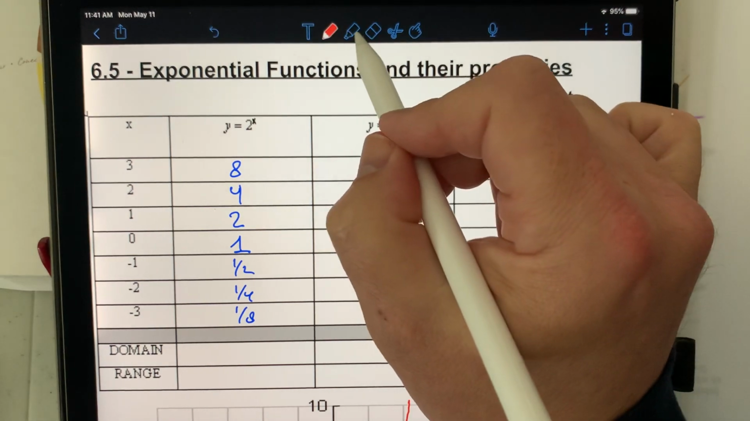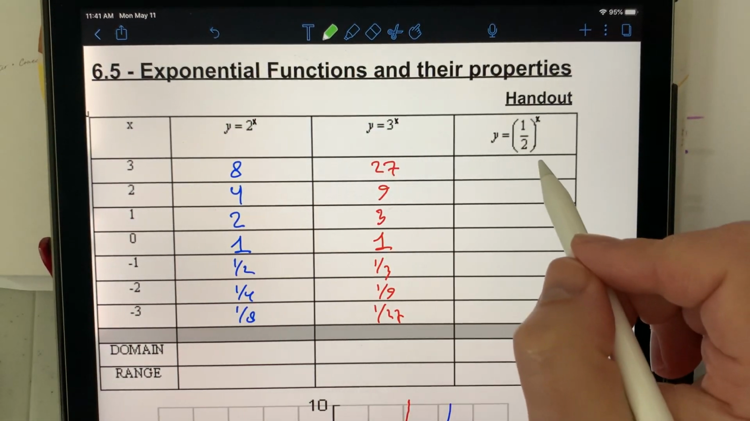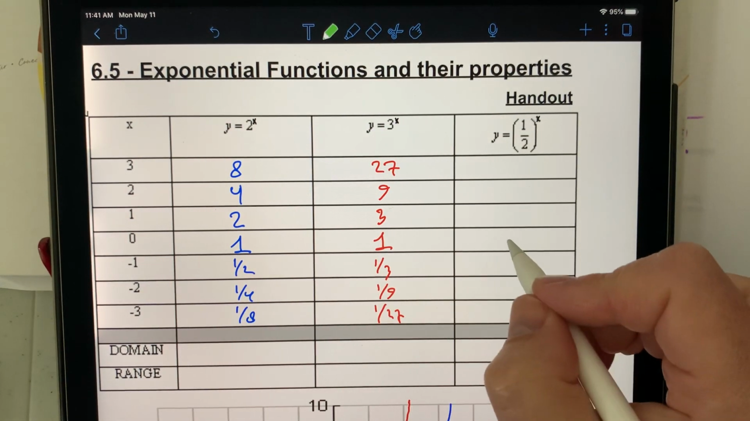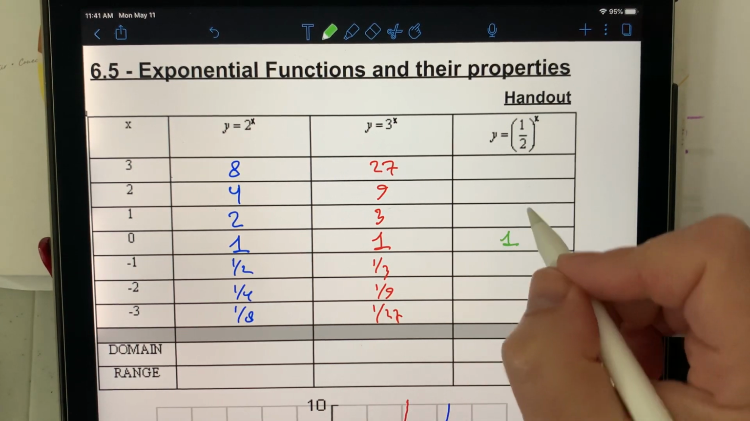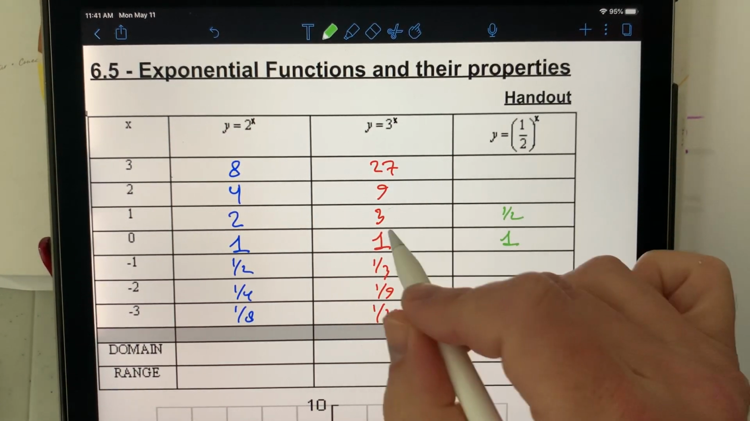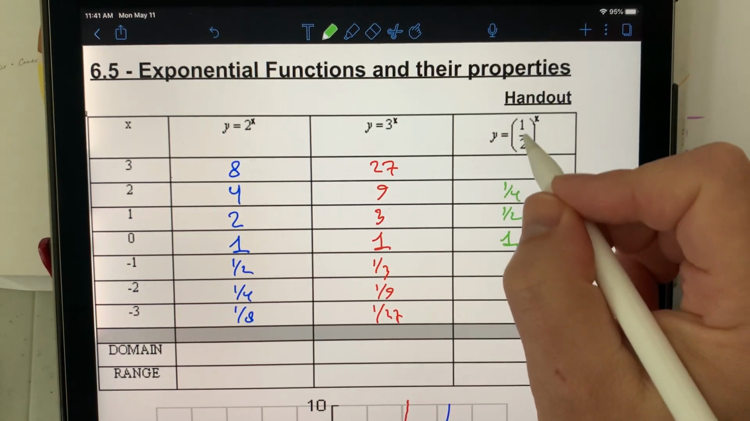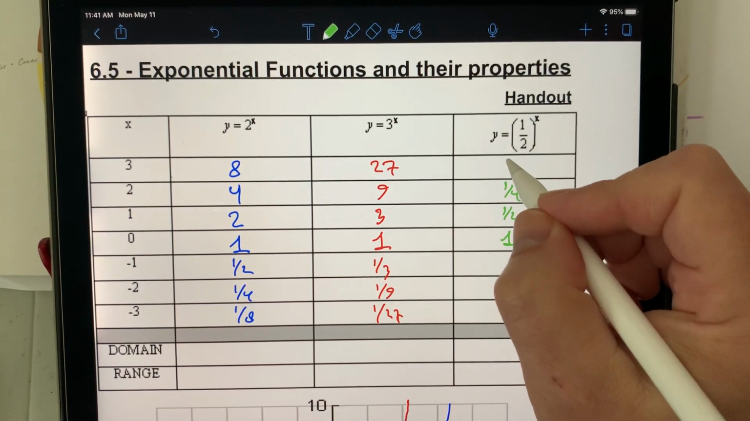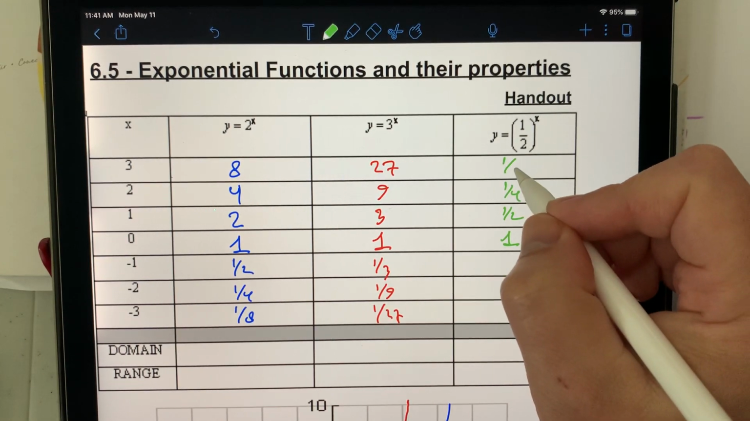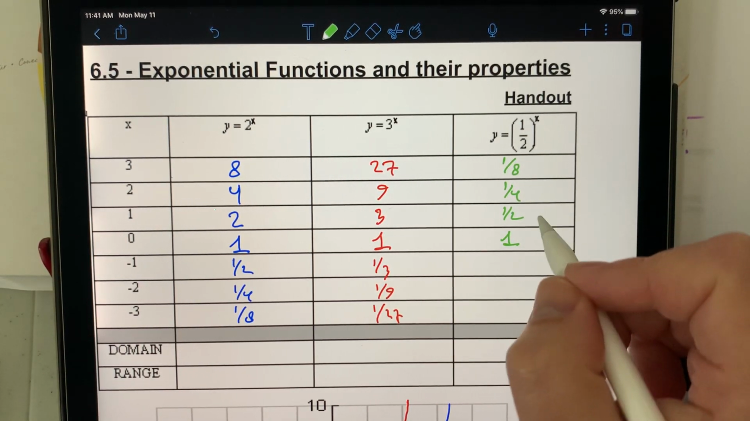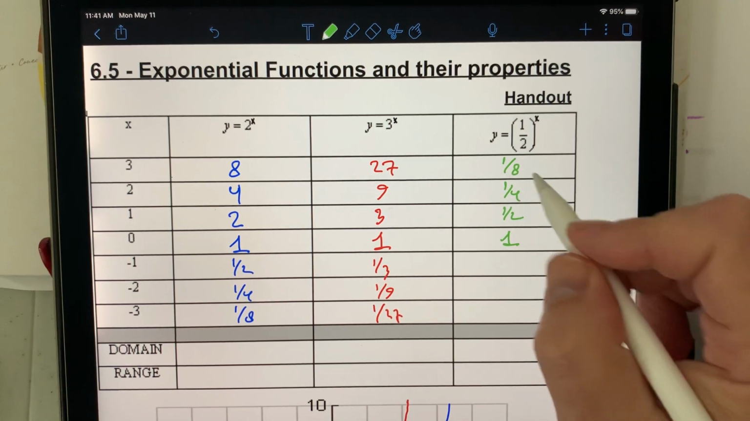Well, half to the power of x would be something like, well, half to the power 0 is equal to 1. Half to the power 1 is 1 half. Half to the power 2, well, I just square the top, square the bottom. So it's 1 over 4. Half to the power 3, 1 to the power of 3 is 1. 2 to the power 3 is 8. Okay, there we go. And when I go negative, that's going to be the reciprocal of these numbers.